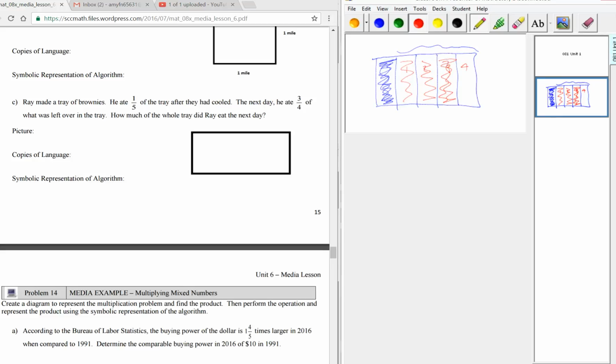Okay. Now notice this is where the unit and our reference of measurement really comes into play. How much of the whole tray did Ray eat the next day? Well, it's tempting to now look at this and say, hey, I just found it 3/4, but it's 3/4 of what was left over. Now we want to find this amount relative to the whole tray. Okay, and you can see that relative to the whole tray, this is 3 out of 5 equal pieces.